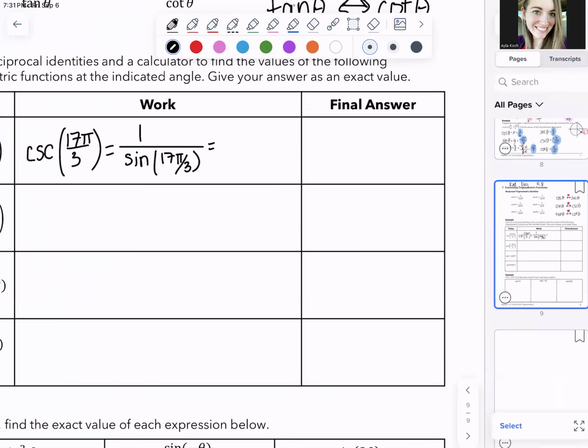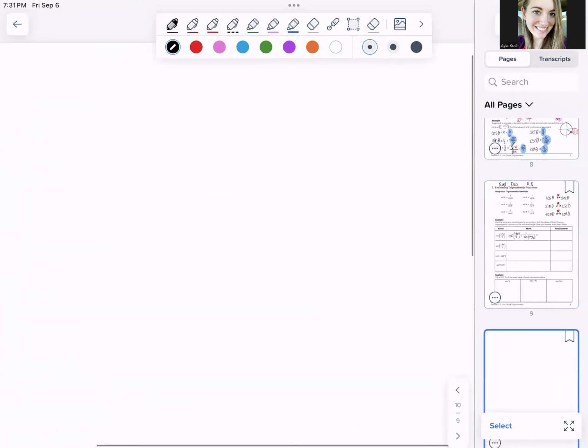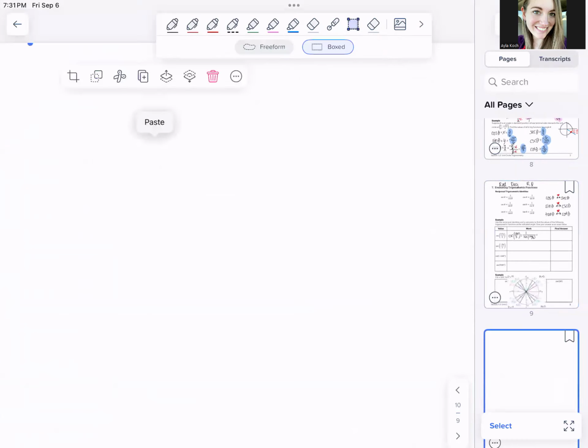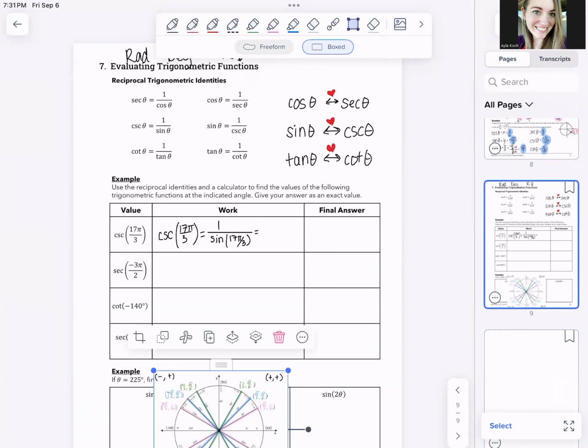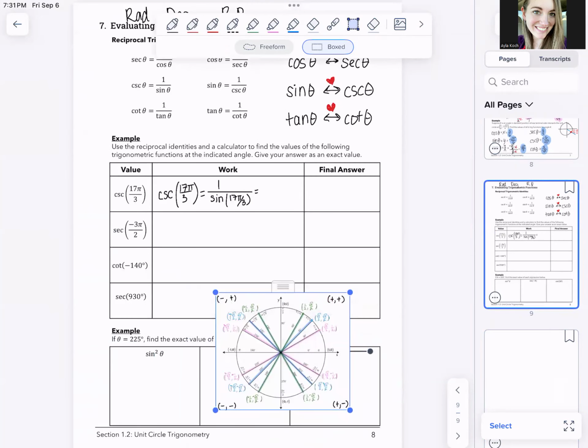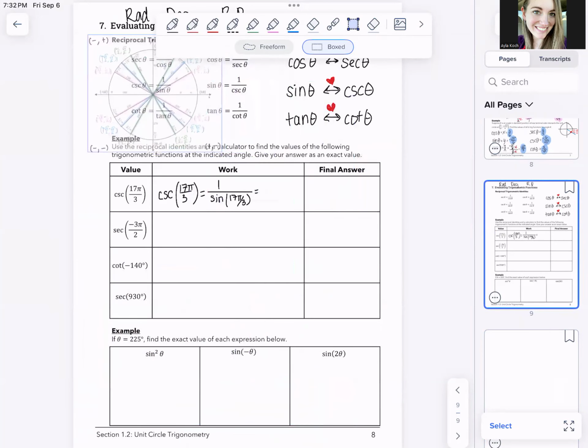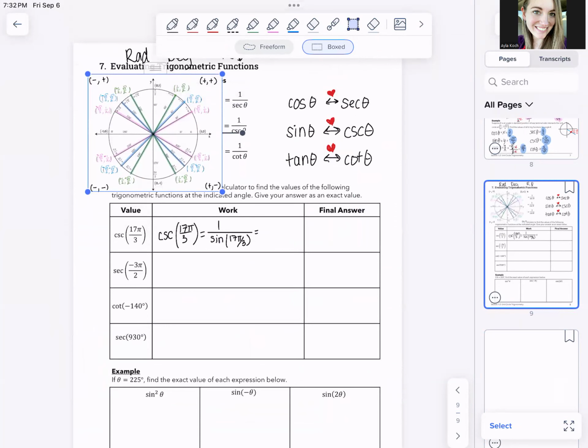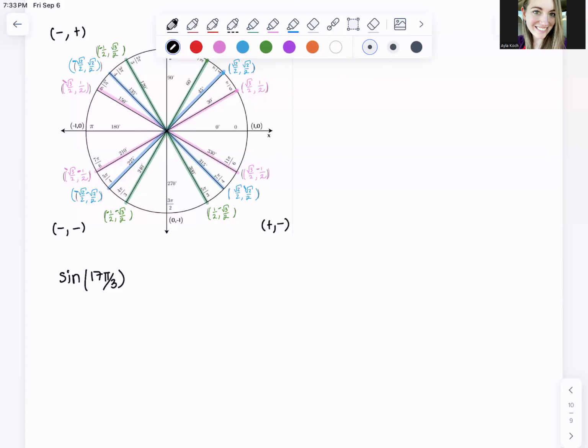So I want to come over, let's take a new page here. All right. So let's just focus in on sine of 17 pi over 3. So sine of 17 pi over 3, we can find a coterminal angle for 17 pi over 3 that's between 0 and 2 pi.